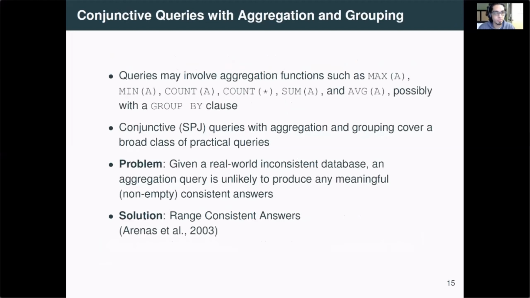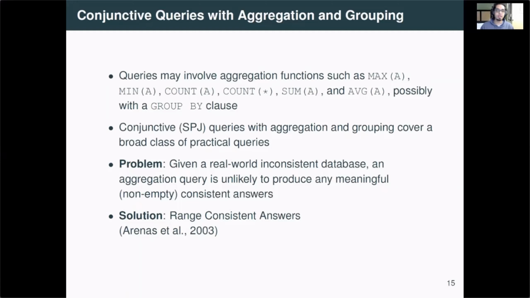answers that you want. In the real world, queries often involve aggregation functions and possibly group by clauses in SQL. So aggregation and grouping. In fact, the conjunctive queries with aggregation and grouping cover a very broad class of practical queries. But when you think about computing consistent answers to aggregation queries, the problem is that it is very unlikely that they will have a meaningful consistent answer, because an aggregation query is often likely to evaluate to different answers on different repairs, and therefore your intersection of that is going to be empty in most cases.